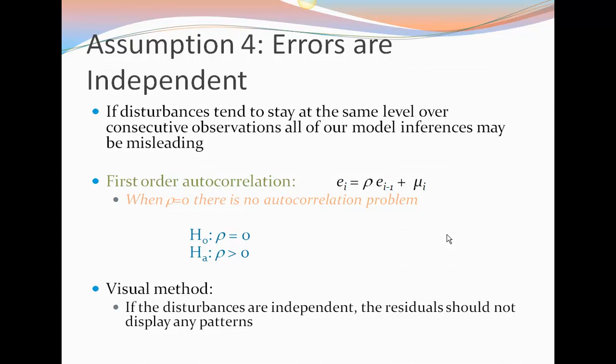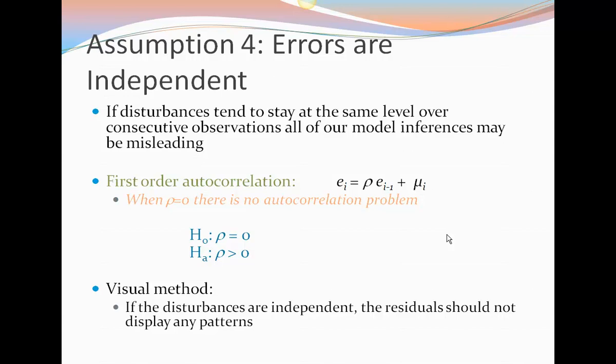So a violation of this would be autocorrelation in your errors. If disturbances tend to stay at the same level over consecutive observations or over all of your model, then the model inferences may be slightly misleading. This often happens in time series data. When the residuals exhibit autocorrelation, the regression coefficients are unbiased, meaning you still have your betas, and the interpretation of the beta is fine.